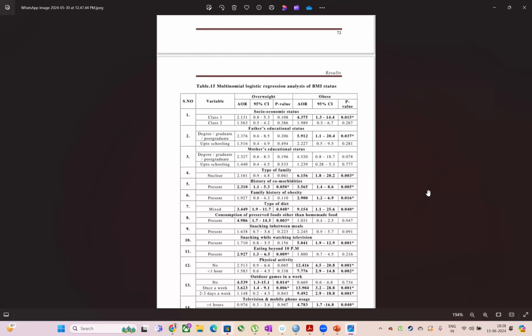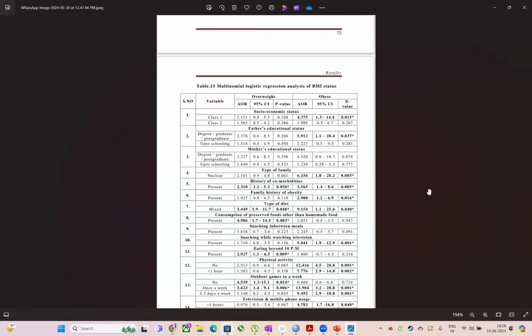So this is the table. You have the three categories: normal, overweight, and obese. Normal will not come inside because that is the reference category. You have the overweight and obese. So for each independent variable and its classification, for example, the first variable is the socioeconomic status, you have class 1 and class 2. For class 1, what is the odds ratio, 95% CI, p-value? For class 2, the same for overweight. Next, you have to go for the obese. Likewise, for each and every independent variable, you have to write the adjusted odds ratio, 95% CI and p-value.